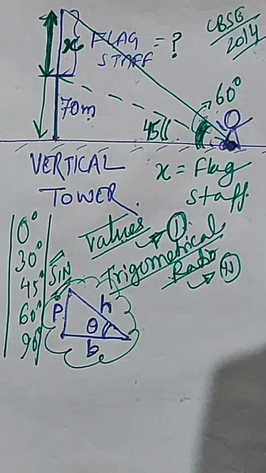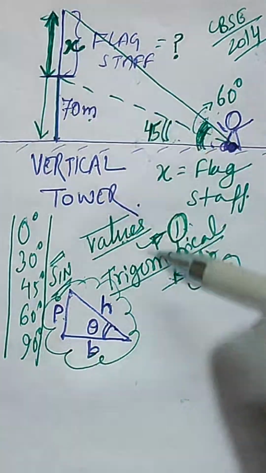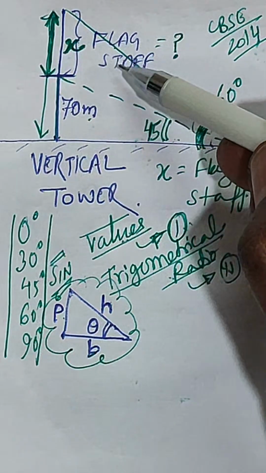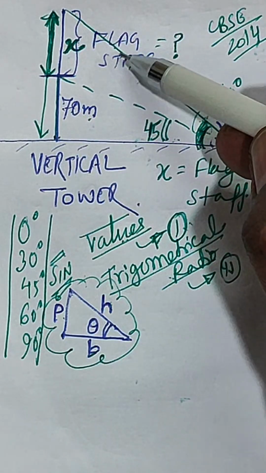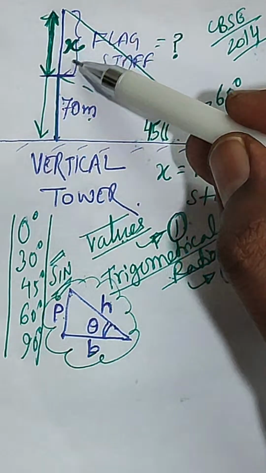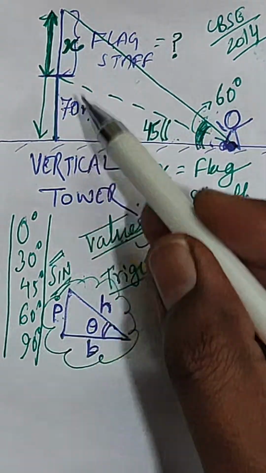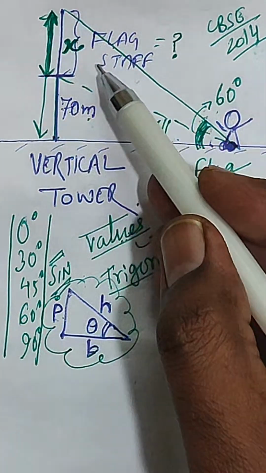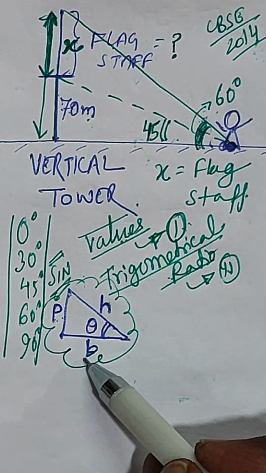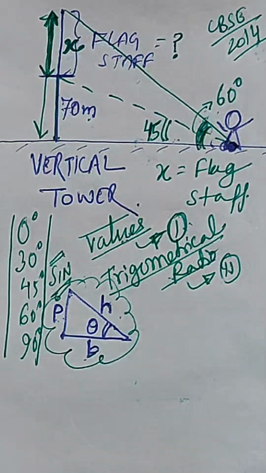So you are going to calculate the flag height, and the flag height is not known. But flag height is a part of what? Flag height is a part of the perpendicular. Flag staff, the height of the flag staff is a part of the base or a part of the hypotenuse. Tell me.